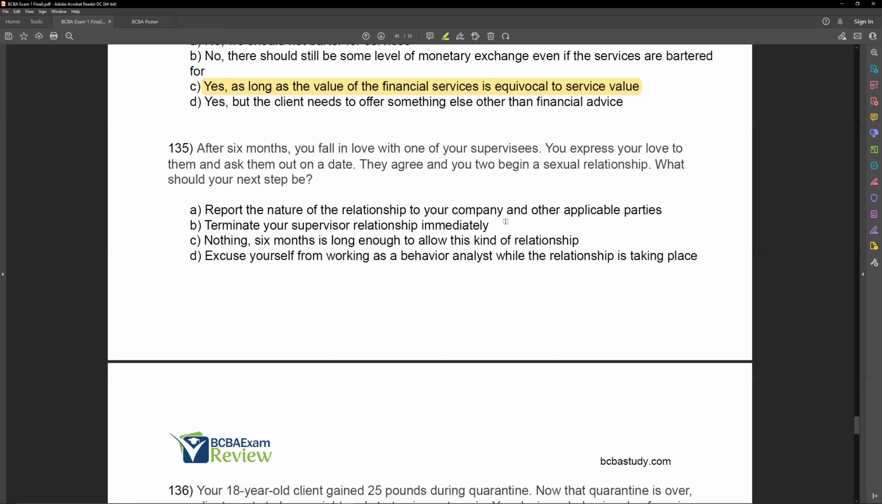Let's read all of our answer choices. When you're studying, you want to know why the wrong answers are wrong. C, nothing. 6 months is long enough to allow this kind of relationship. It is not, regardless, right? You're still supervising this person. It is unacceptable. And then D, to excuse yourself from working as a behavior analyst while the relationship is taking place. You don't need to do that. You don't need to end your career over this. You just need to terminate this specific supervisor relationship and go through the necessary protocols if this occurs.